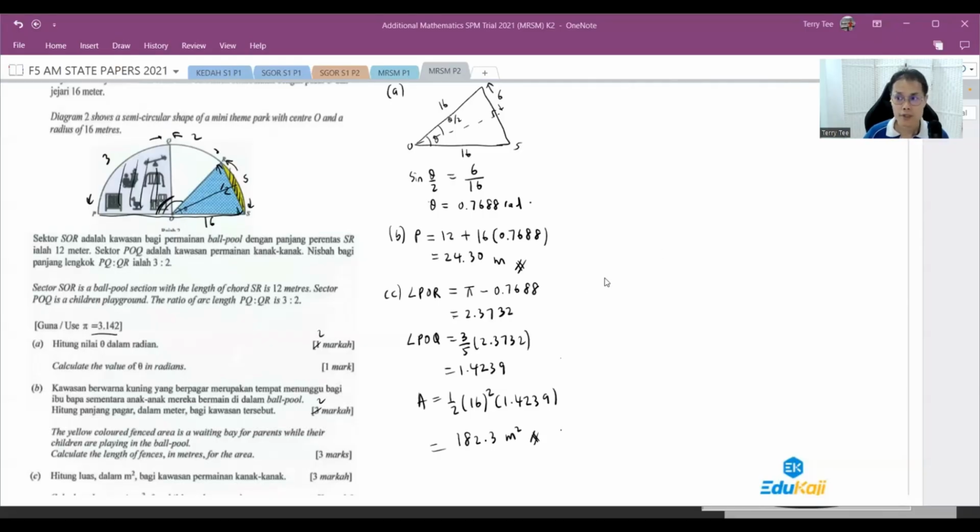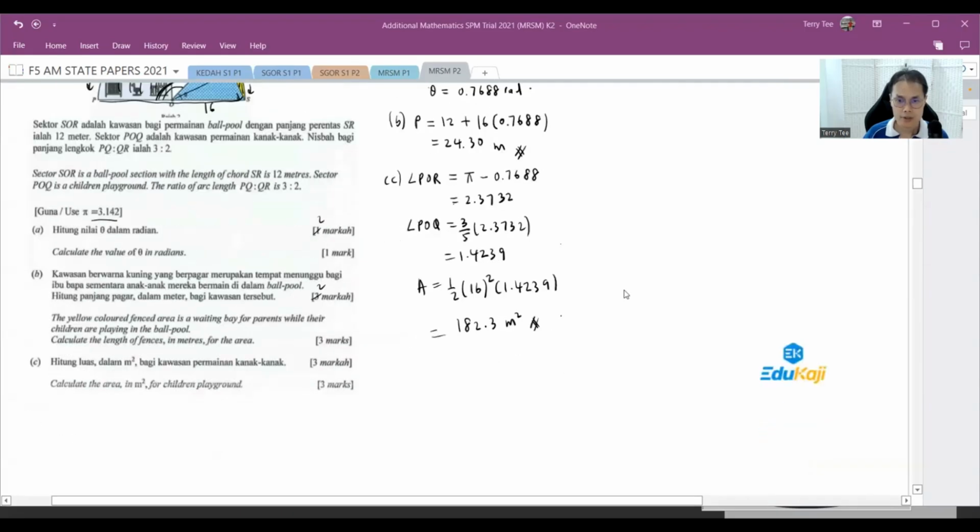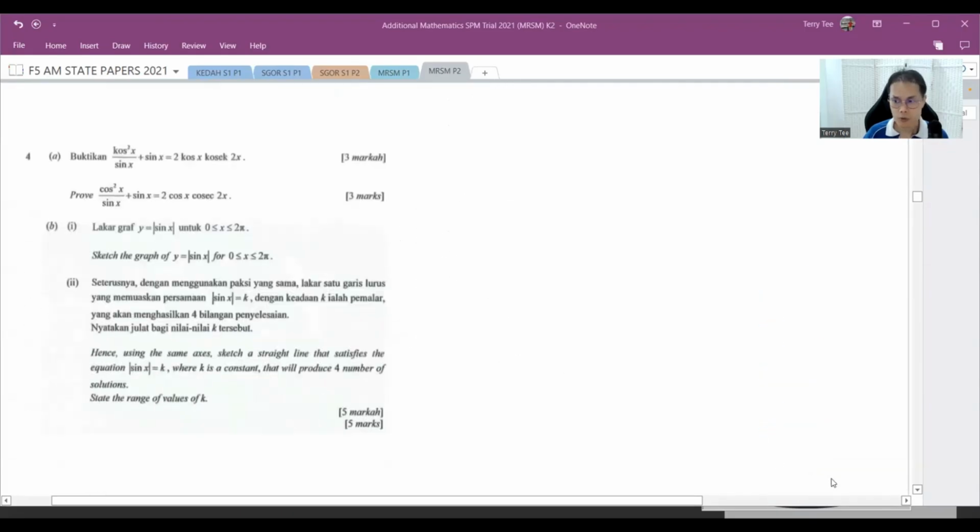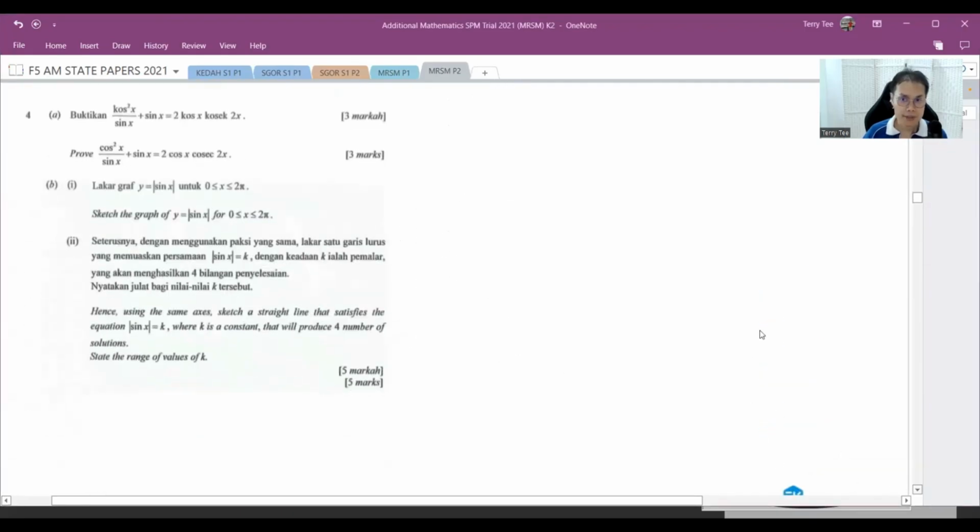So this is Form 5, Chapter 1, Circular Measure. Let's move on to question number 4. This is Form 5, Chapter 6, Trigonometric Function.